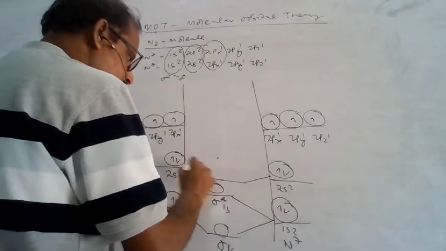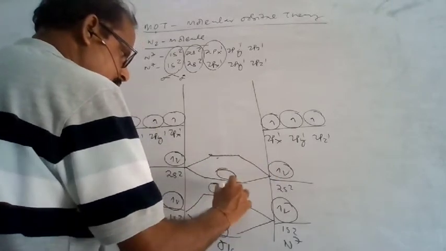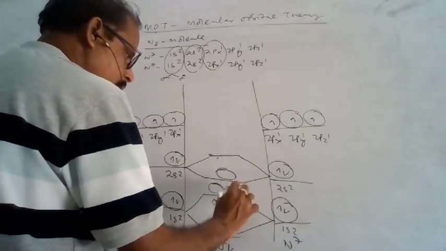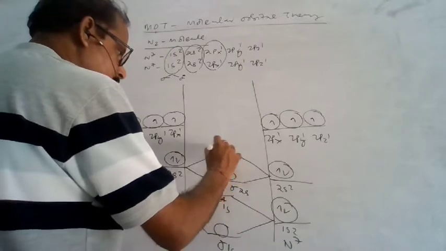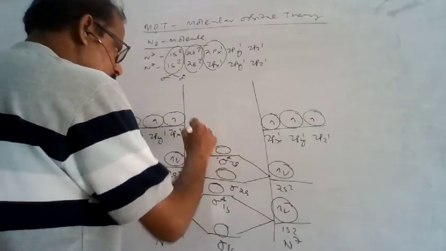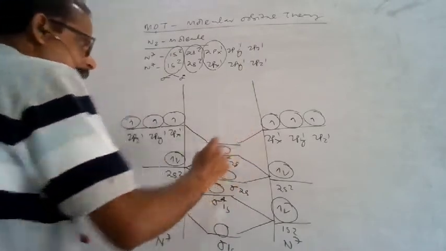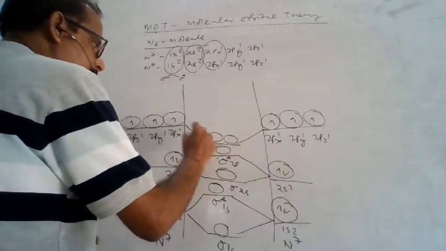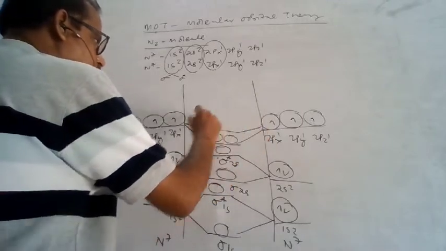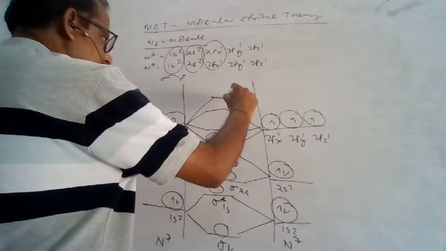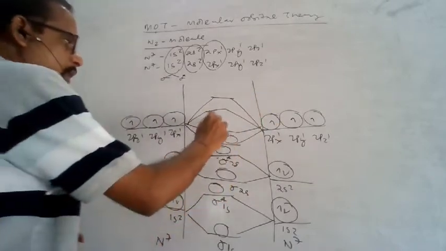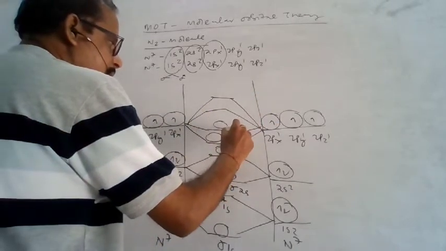When the p-p atomic orbitals overlap, the first will form the sigma bond. That is the px, py, pz and another px, py, pz, perpendicular to each other. The first overlap is the sigma bond. Once the sigma bond is formed, the pi bond would be there. This side overlap also forms the pi bond.